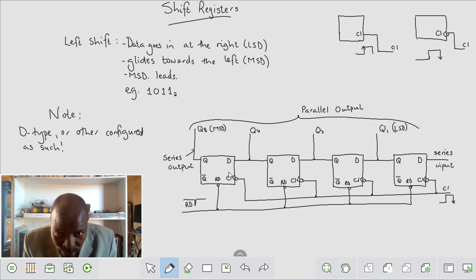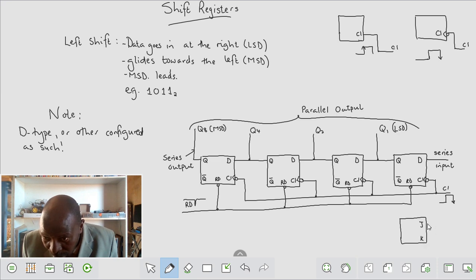Before I go there, I did say that you could use different flip-flops. Instead of a D type, you could use a JK. How do you do that? I could take a JK, but I want it to work as a D.